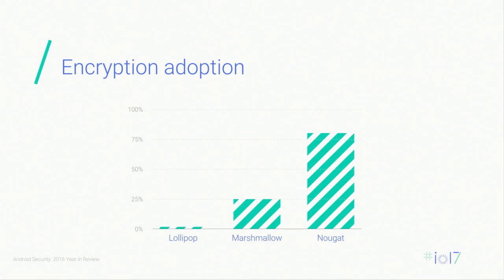So how are we doing with encryption? We looked into the data and see that over the last few years, we've seen significant adoption of encryption on Android. While on Android Lollipop devices, encryption was very, very low, on Marshmallow, that jumped to about 25%. And now in Android Nougat, we're seeing encryption support at around 80%.